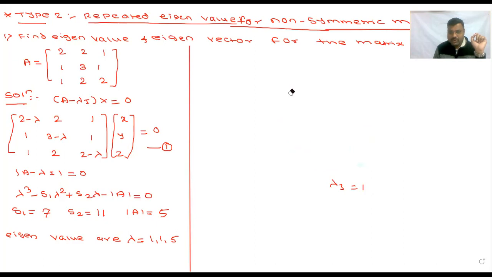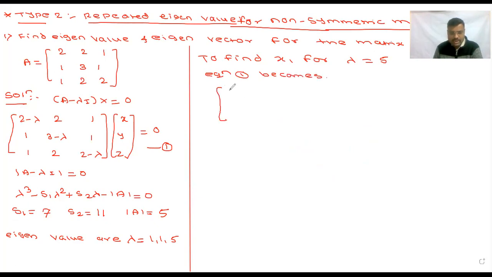Which one is non-repeated? It is 5. So to find x1 for lambda is equal to 5. Okay, now see the values. So equation 1 becomes: 2 minus 5 is minus 3, 2, 1; 1, 3 minus 5 is minus 2, 1; 1, 2, 2 minus 5 is minus 3. Here is x, here is 0.